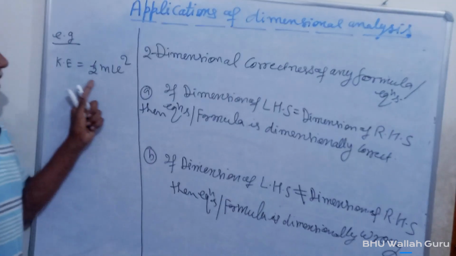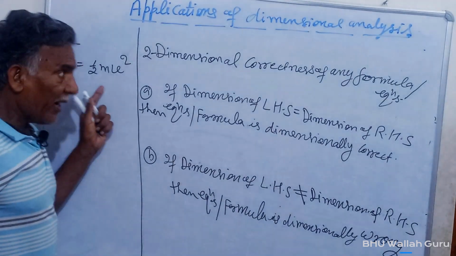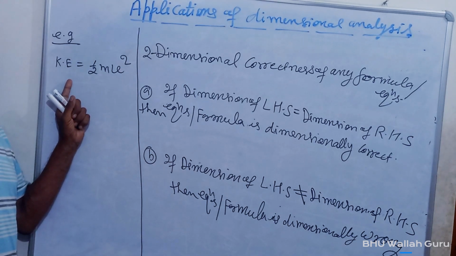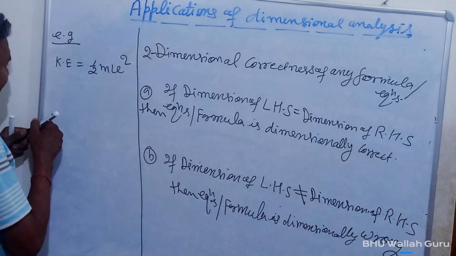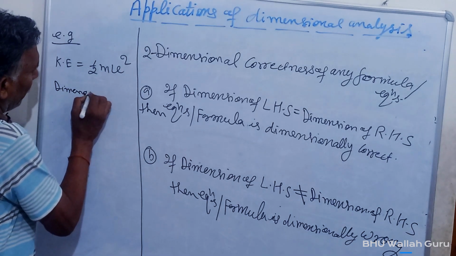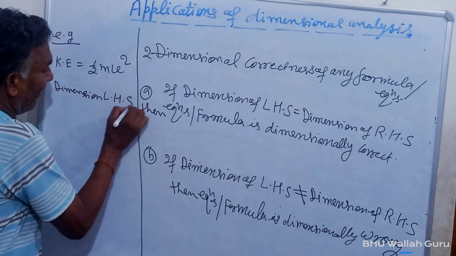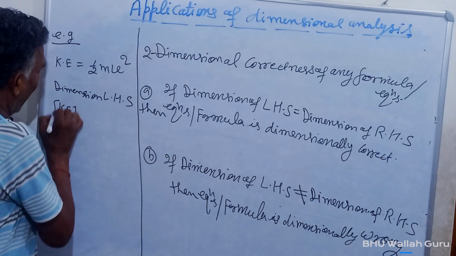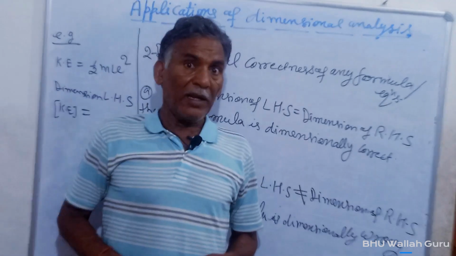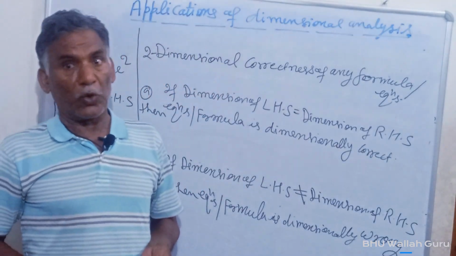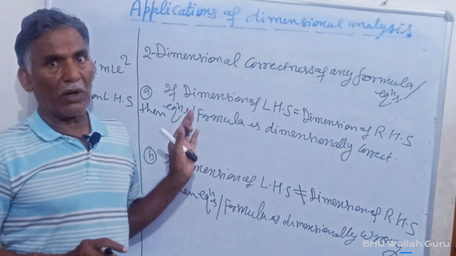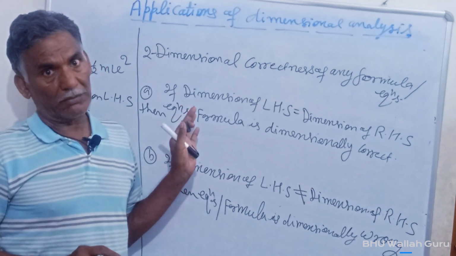Take the example of kinetic energy. Here we have to check whether this formula is dimensionally correct or not. So for checking, the dimension of the LHS, that is kinetic energy. In the case of energy, there is kinetic energy, potential energy, total energy, and different types of energy. But the dimensional formula is the same for all energy.